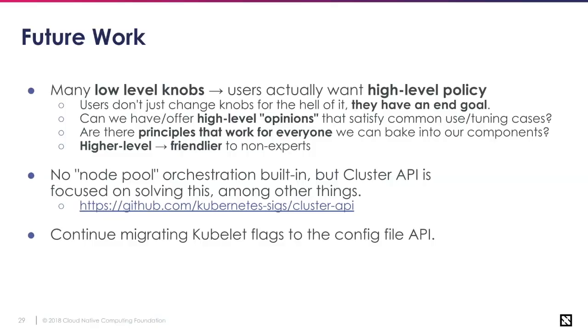The higher level we can make these configuration surface areas, the friendlier the system will be to non-experts and also experts. So another item is that dynamic kubelet configuration is a manual per-node configuration process. So there's no node pool type orchestration built in, but the Kubernetes cluster API effort is focused on solving this among many other issues, and you can follow that link to find out more about that. And of course, we are continually migrating away from flags into these versioned config file APIs. And then just one more slide here.